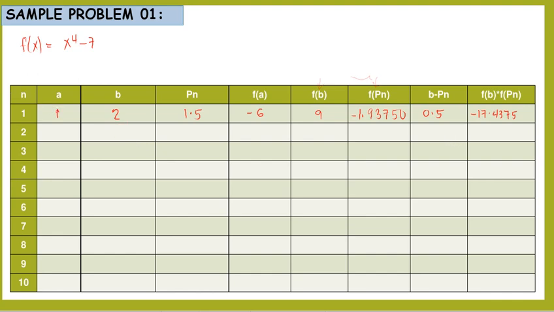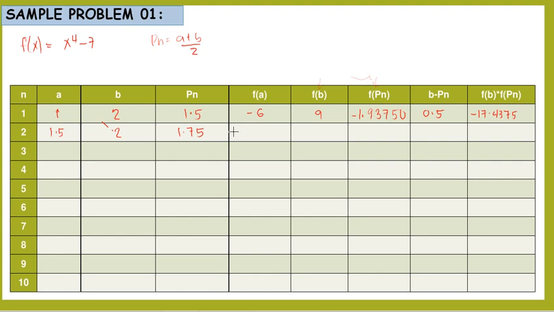Okay. So, since negative yung lumabas na value natin dito, yung magiging value natin sa a sa next interval natin is equal to pn, that is 1.5. And yung b pa rin natin is equal to 2. Yan. So, pn pa rin natin, that is equal to a plus b over 2. So, yung pn natin dito, 1.5 plus 2 over 2, that is 1.75. Okay? So, you just have to solve the function of a. So, isubstitute nyo yung 1.5 dito sa equation. Yung function of b, isubstitute nyo yung value ng b dito sa equation. And yung function ng pn or the midpoint, substitute nyo lang yung 1.75 dito sa equation.